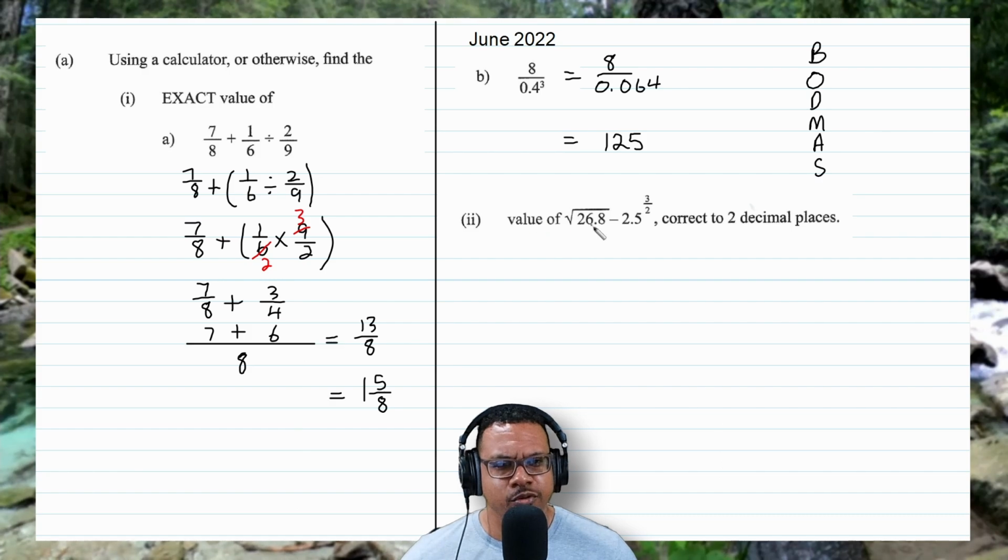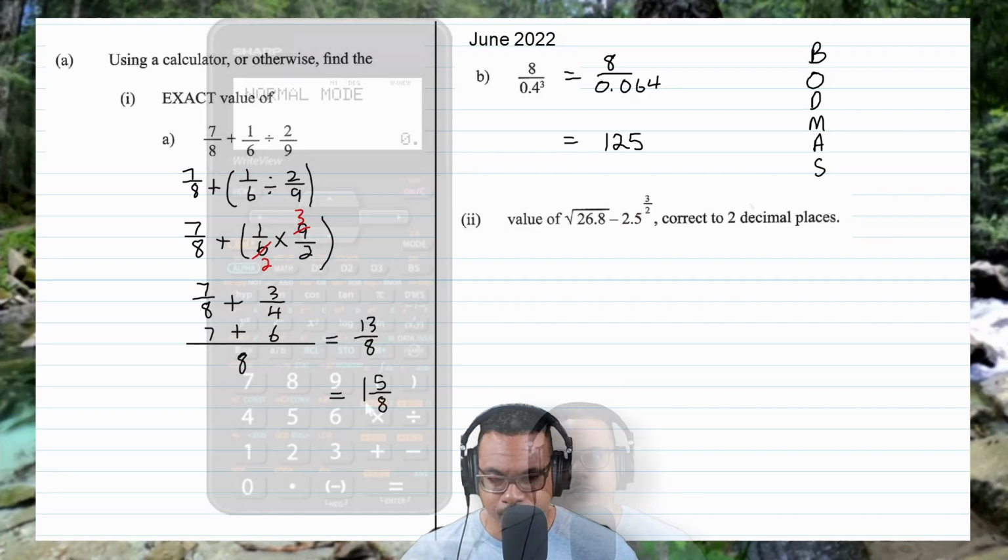So next we're going to find the value of the square root of 26.8 take away 2.5 to the power of 3 over 2. I'm going to write that answer correct to 2 decimal places. And we could do this entire thing on the calculator, or we could just work this part separate, and then subtract the 2. So let's do the whole thing on the calculator first.